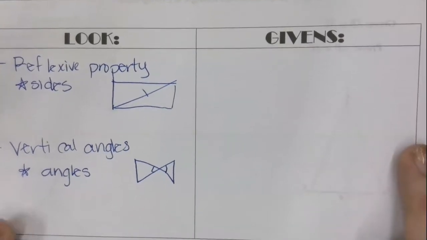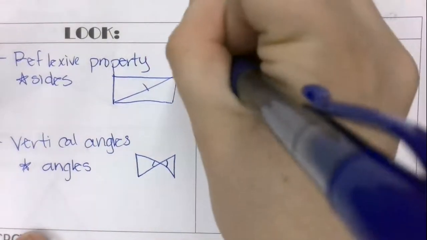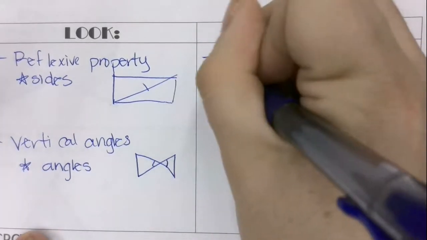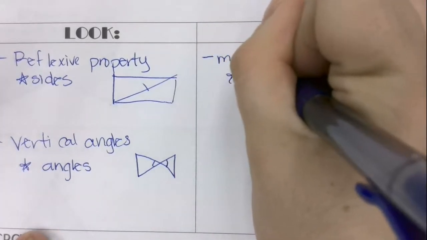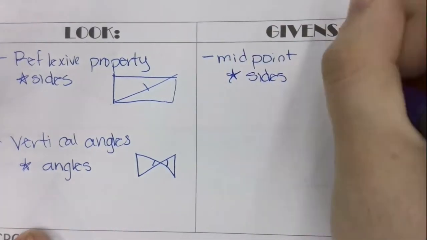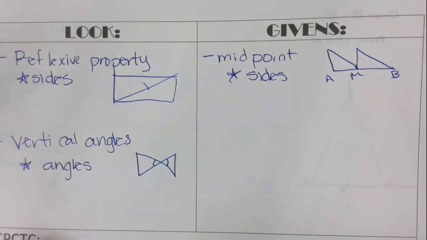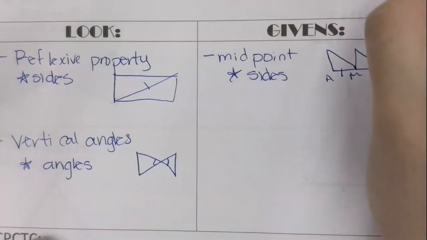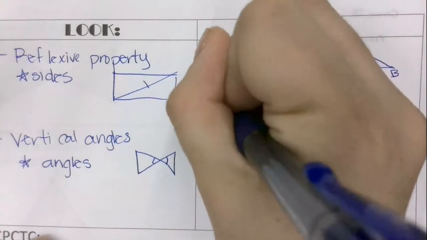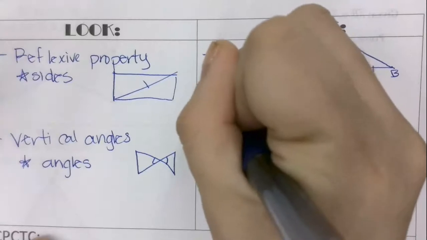Okay. Then for things that I'm given in my proof, the proof will tell me something's a midpoint. If it tells me a midpoint, that's going to help me with my sides. An example of this would be two triangles like that, and then saying M is the midpoint of A and B. It would give me the congruent sides right there. Okay? Bisect works the same way, but bisect can work with angles or sides.